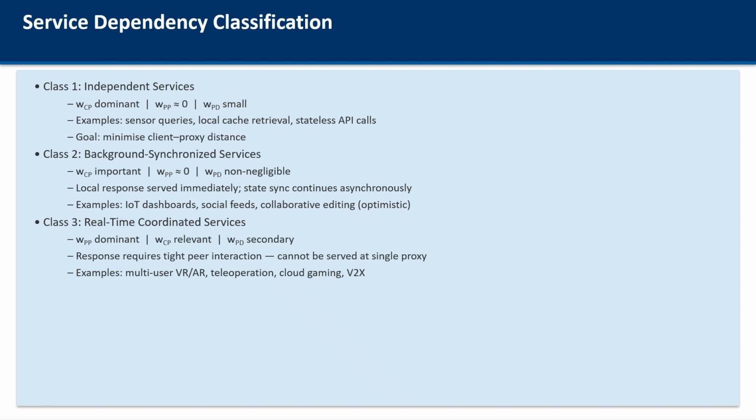The user-visible response cannot be generated at a single proxy because it requires tight, continuous exchange with peer proxies or coordinated application instances. Proxy delay dominates. Examples are multi-user VR, teleoperation, distributed robotics, and crowd-assisted gaming.